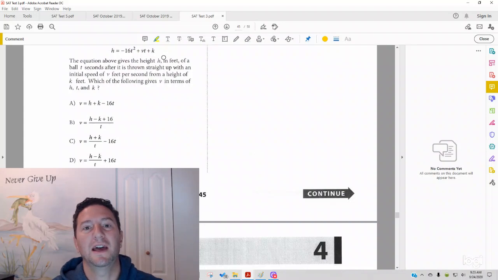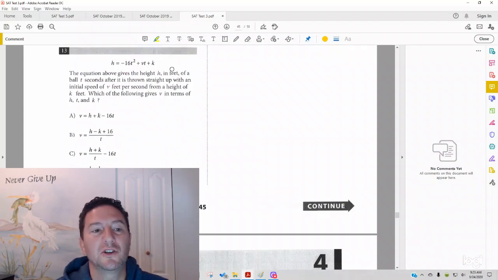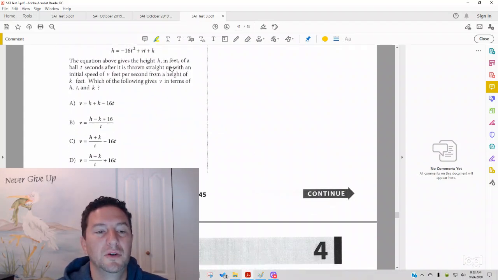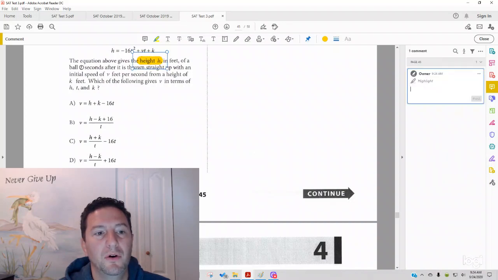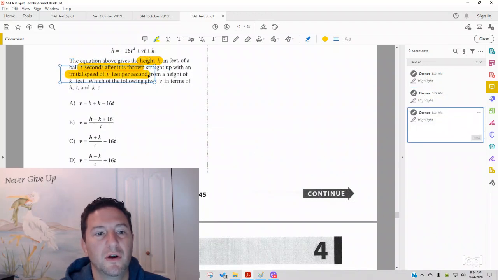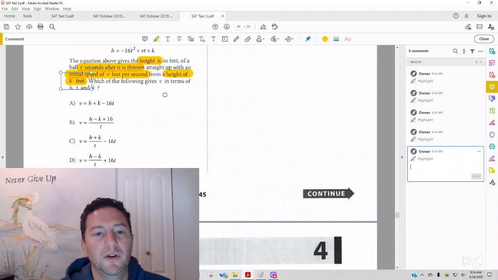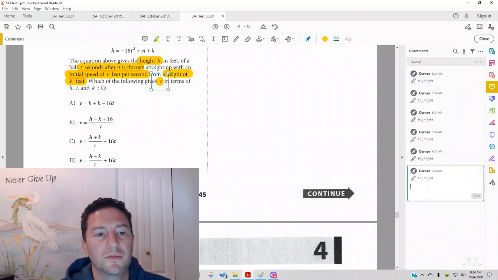And today we're going to look at test 3, section 4, number 13, which reads: the equation above gives the height h in feet of a ball t seconds after it is thrown straight up with an initial speed of v feet per second from a height of k feet. Which of the following gives v in terms of h, t, and k?